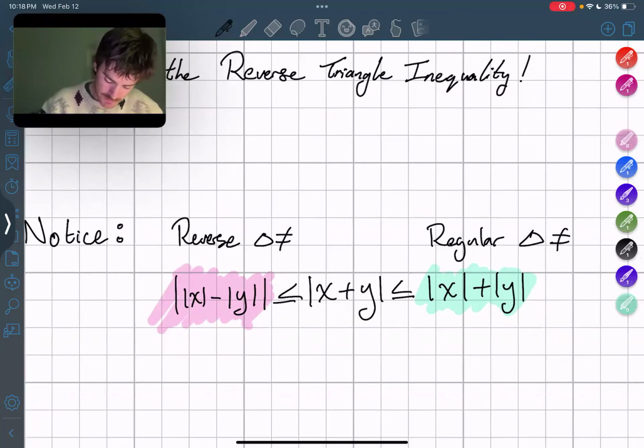So now you've seen the reverse triangle inequality, and you've also seen the regular triangle inequality. But where are the triangles? You may ask, and that's where the geometric proof comes in.